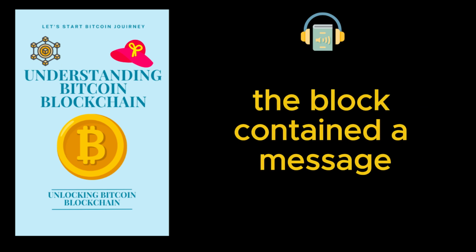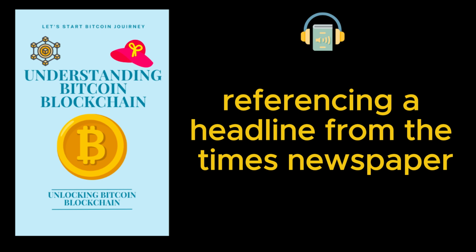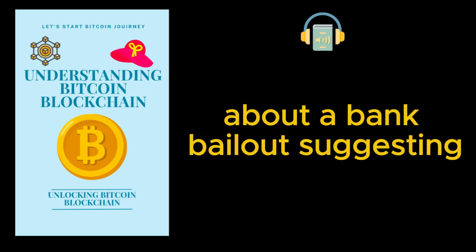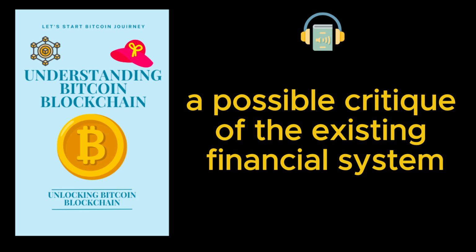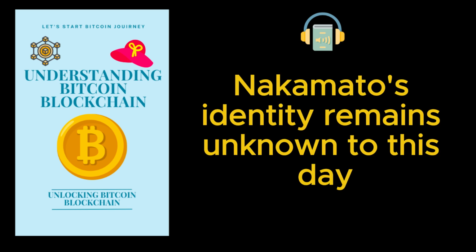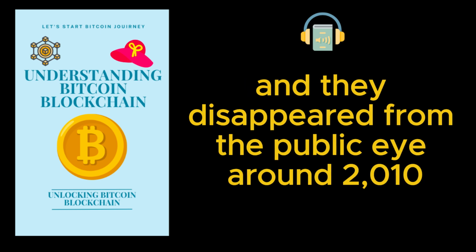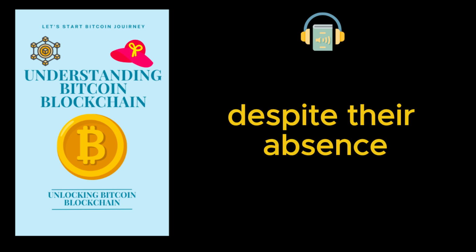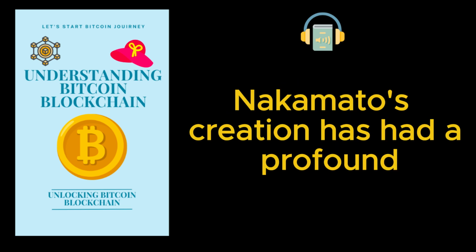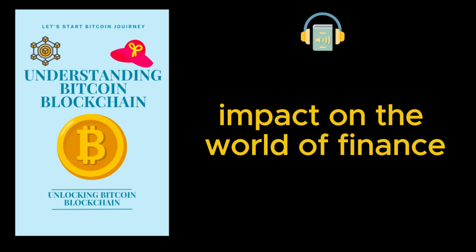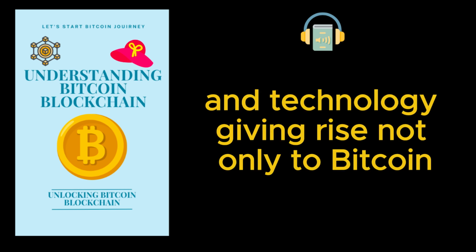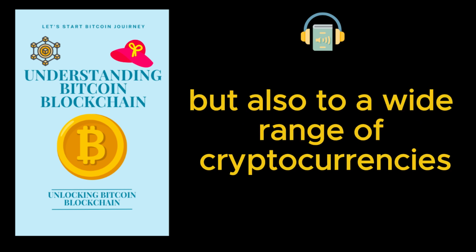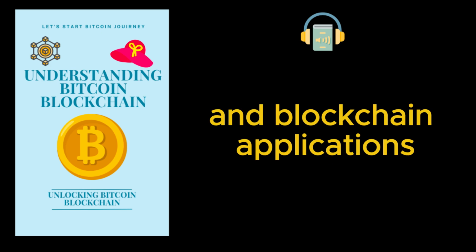The block contained a message referencing a headline from the Times newspaper about a bank bailout, suggesting a possible critique of the existing financial system. Nakamoto's identity remains unknown to this day, and they disappeared from the public eye around 2010. Despite their absence, Nakamoto's creation has had a profound impact on the world of finance and technology, giving rise not only to Bitcoin but also to a wide range of cryptocurrencies and blockchain applications.